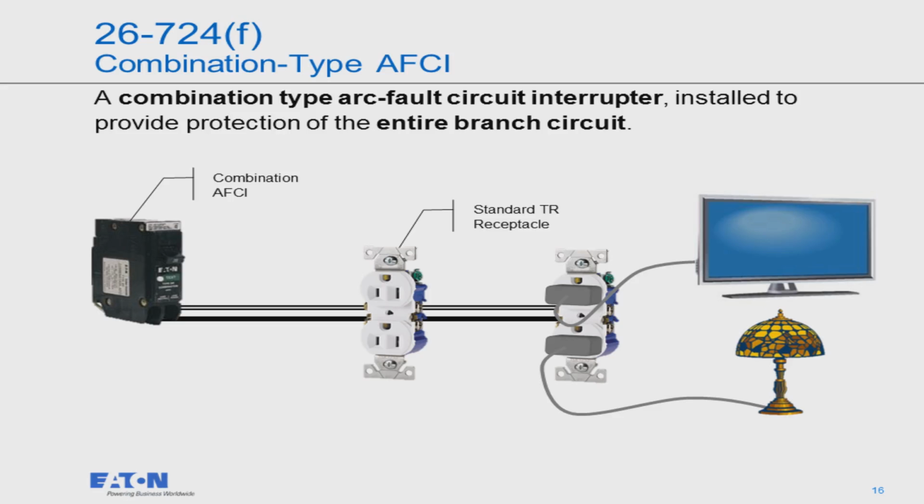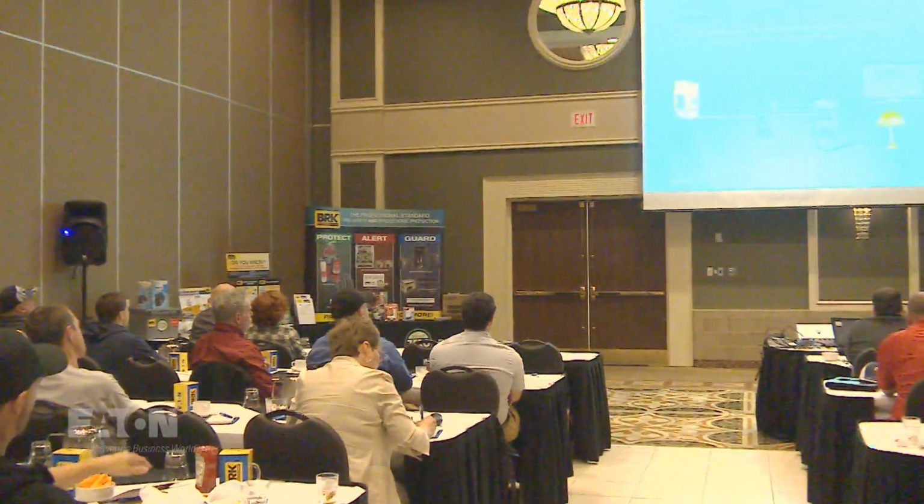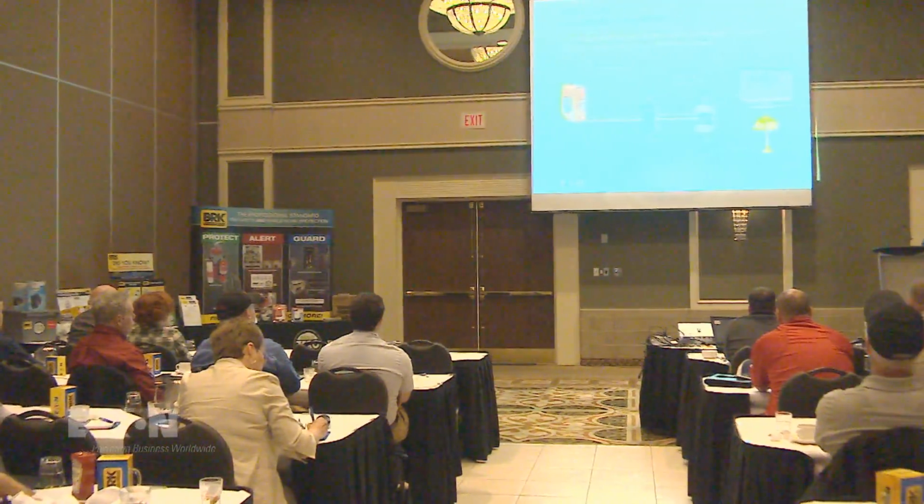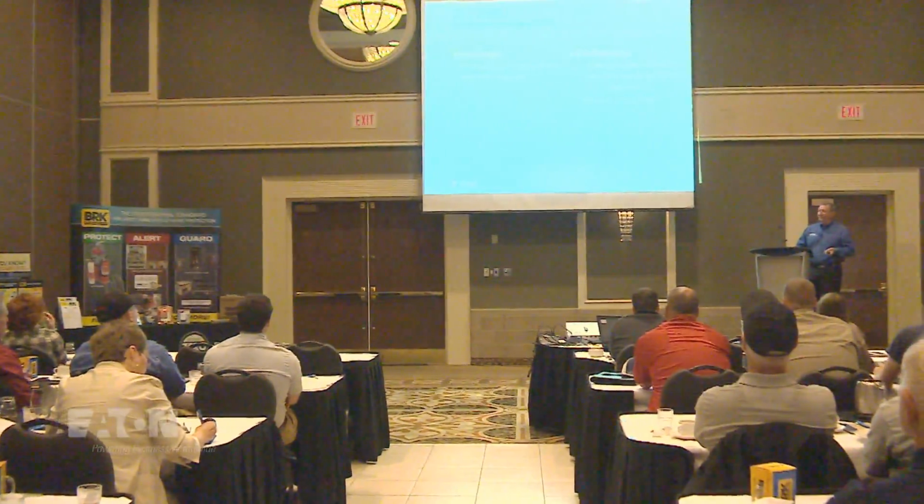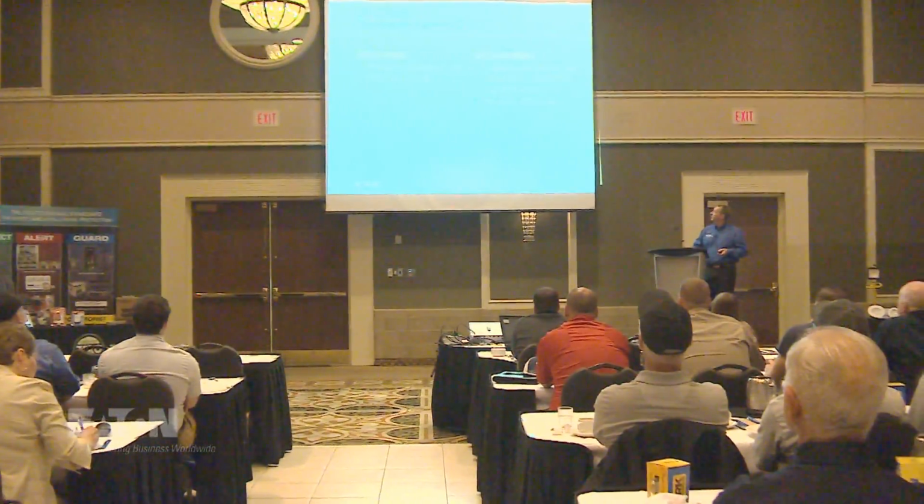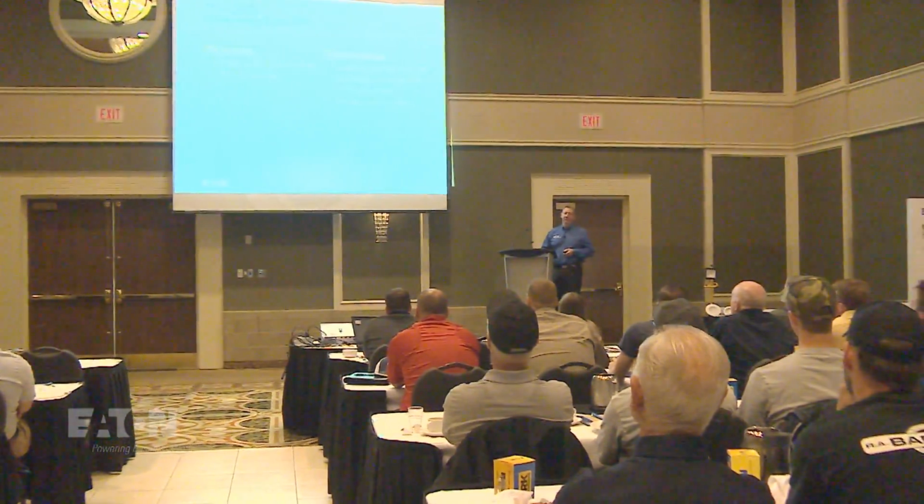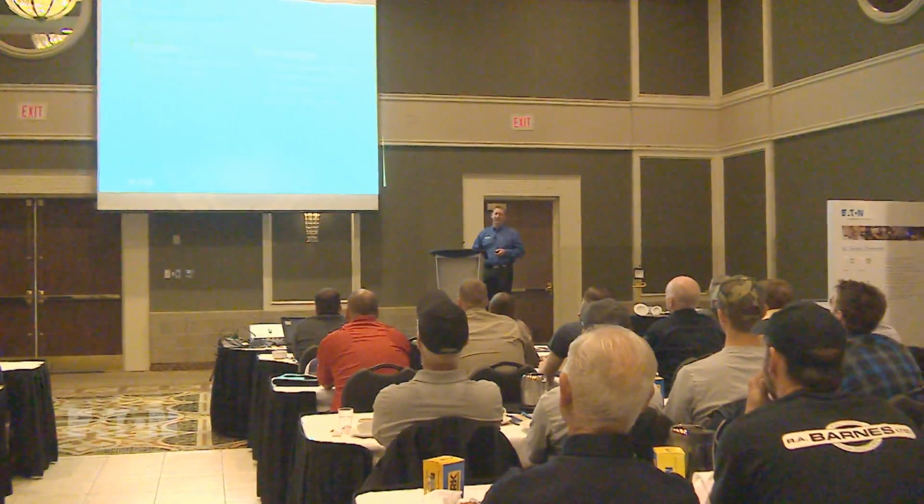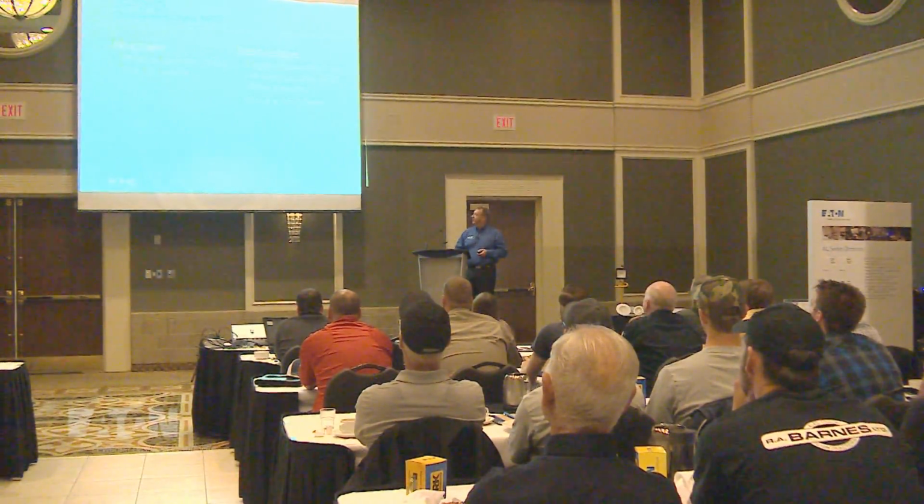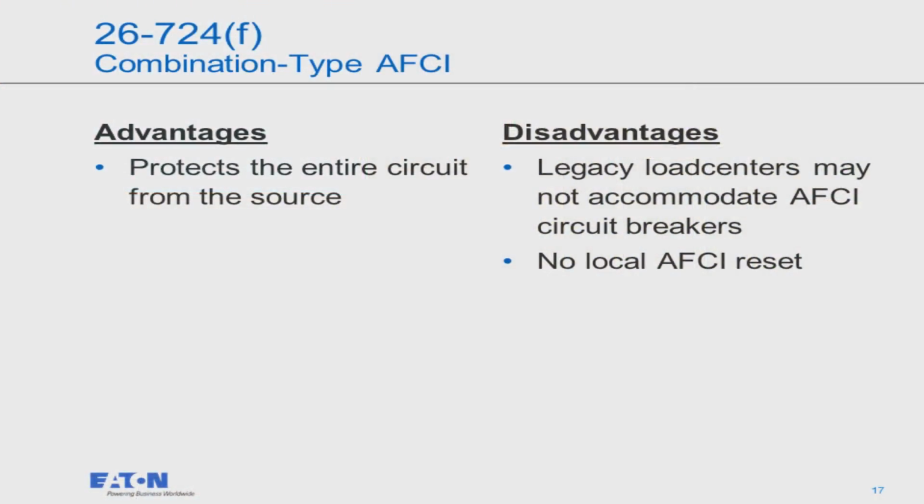Obviously, I'll take a second to look at both types. There's advantages and disadvantages to both. So a combination type arc fault circuit interrupter, this is the breaker of the combination type installed in the load center, is going to protect the entire branch circuit, including the connected devices, now that we're looking for these series arcs. So the advantage is you're protecting the entire circuit from the source. The disadvantage is that the legacy load centers may not accept these breakers, or we're actually not designing AFCI breakers for these legacy load centers. So obviously that's a big disadvantage in using the AFCI technology. We're only designing it for the current product.